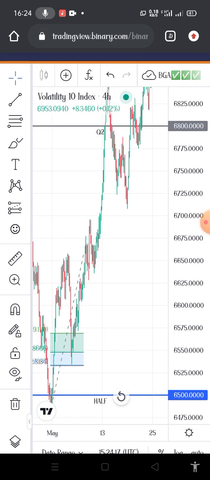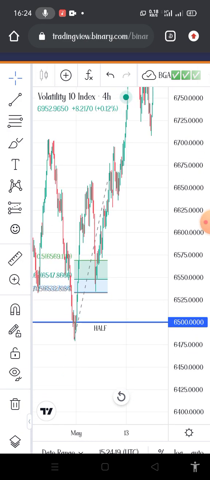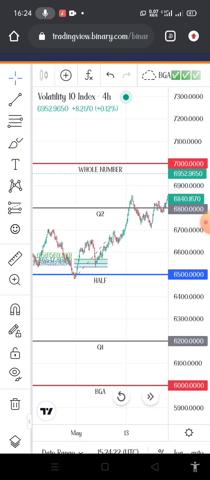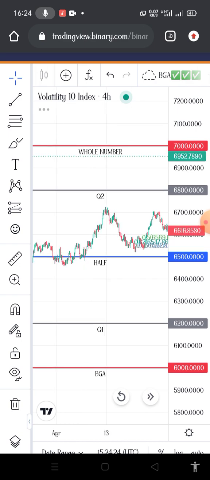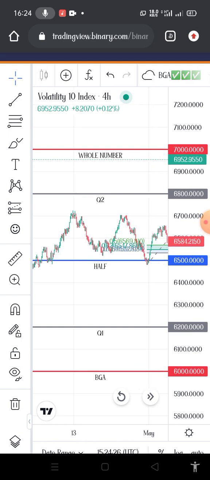So let's go back and see. You can see it bounced off here. It keeps bouncing off. Half it bounced off. So you can keep going to the left and see it keeps bouncing off.